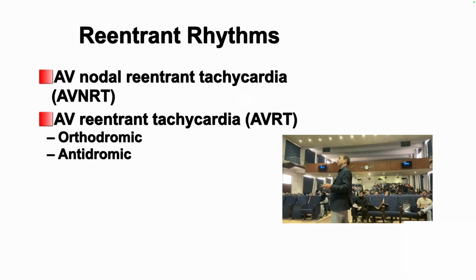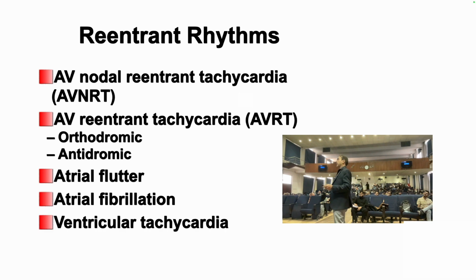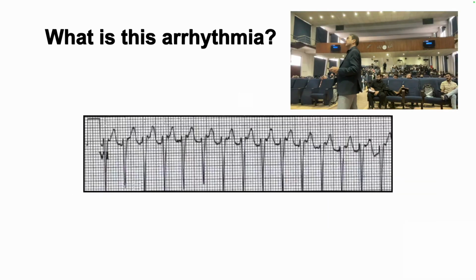AV nodal re-entrant tachycardia, AV re-entrant tachycardia, which is orthodromic or antidromic. What does orthodromic mean? It's going downhill. Antidromic, it's coming back into the atrium. Then atrial flutter, fibrillation, and ventricular tachycardia. Now, what is this arrhythmia?